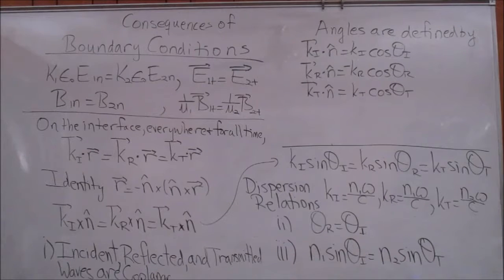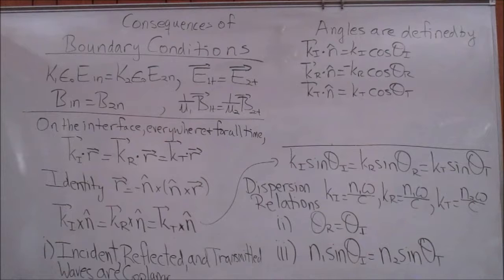If we take the magnitude of the cross products on the left, we get the magnitude of the incident wave vector times sine of the angle of incidence, which is equal to the magnitude of the reflected wave vector times sine of the angle of reflection, which is equal to the magnitude of the transmitted wave vector times sine of the angle of transmission. The dispersion relations are all of the form k is equal to index of refraction times frequency over the speed of light.